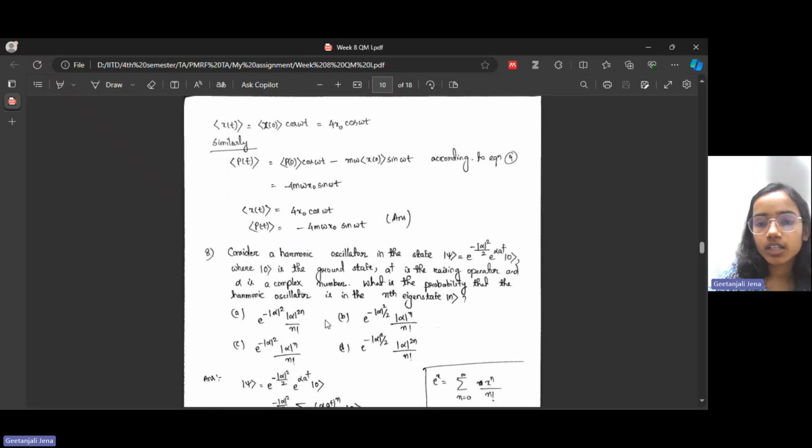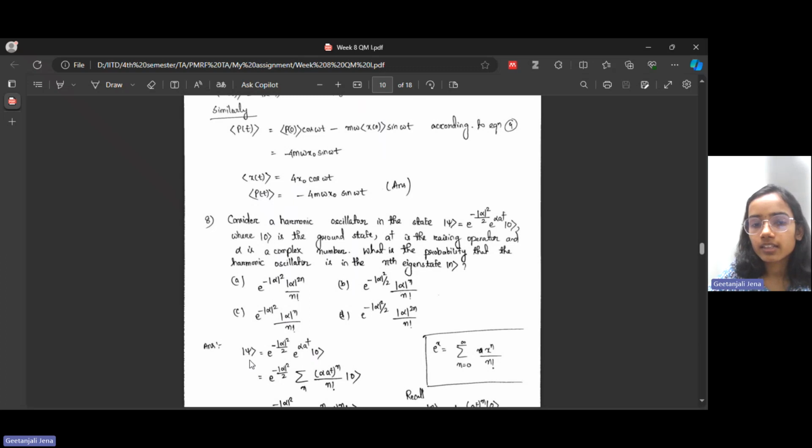For that, psi is already given, which is e to power minus alpha square by 2, e to power alpha a dagger on |0>. Now you know that the expansion for e to power x is nothing but the summation of n equal to 0 to infinity, x to power n by n factorial, right? So if you expand the second term, e to power alpha a dagger, you will get the summation of (alpha a dagger) to power n by n factorial acting on |0>.